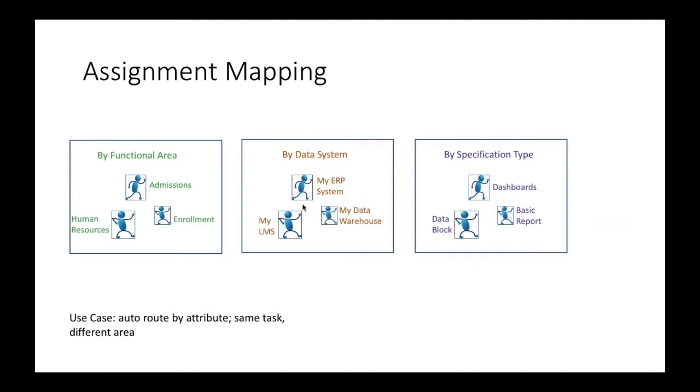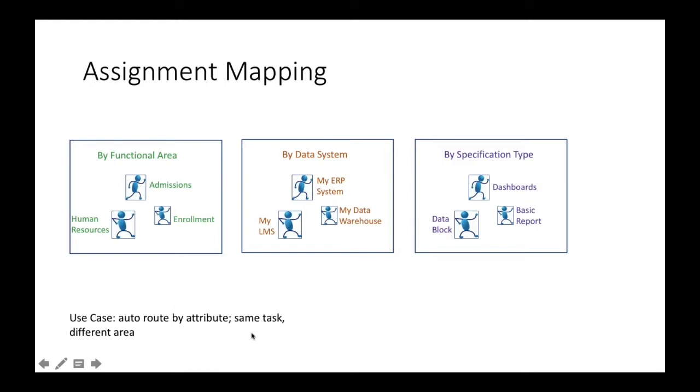So there would be a user group. You need a user group for each of these segments. You can also use spec type, dashboards, basic report, data block, as a way to assign an object to a specific group, to route an object to a specific group of people.